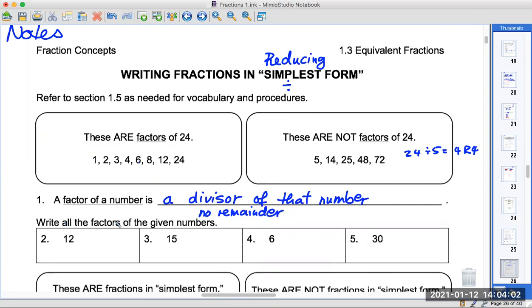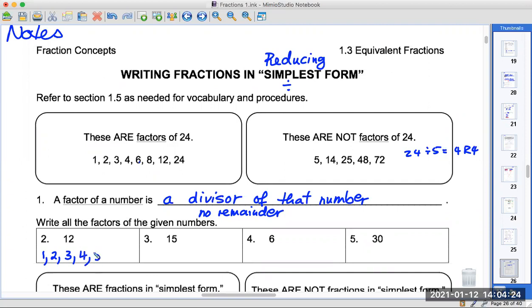Okay, write all factors of the given numbers. So for 12, what numbers go into 12? Look, they started with 1. 1 goes into 12, 2 goes into 12 6 times, 3 goes into 12 4 times, because 3 times 4 is 12. 4 goes into 12 evenly, no remainder.